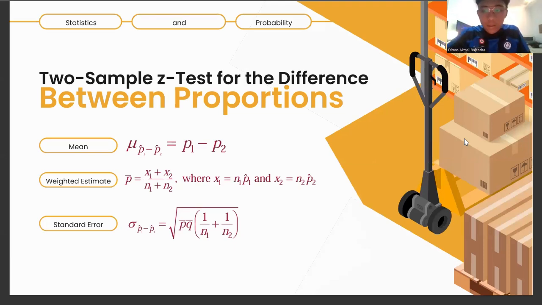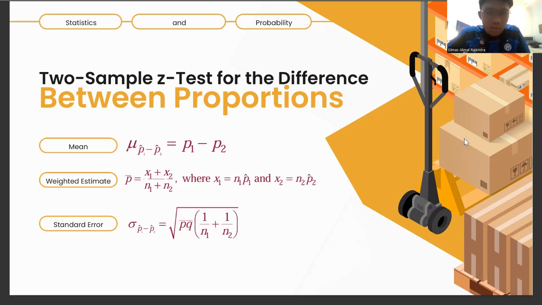Okay, so for the formulas itself, one of them is the mean. The mean of the sampling distribution for the difference in sample proportion is simply the difference between the population proportions, which is P1 minus P2. Furthermore, the weighted estimate formula is (x1 plus x2) over (n1 plus n2). The x1 is the success of the first sample, the x2 is the success of the second sample, and we're combining both samples into a single estimate of the overall proportion under the assumption that the population proportions might be equal.